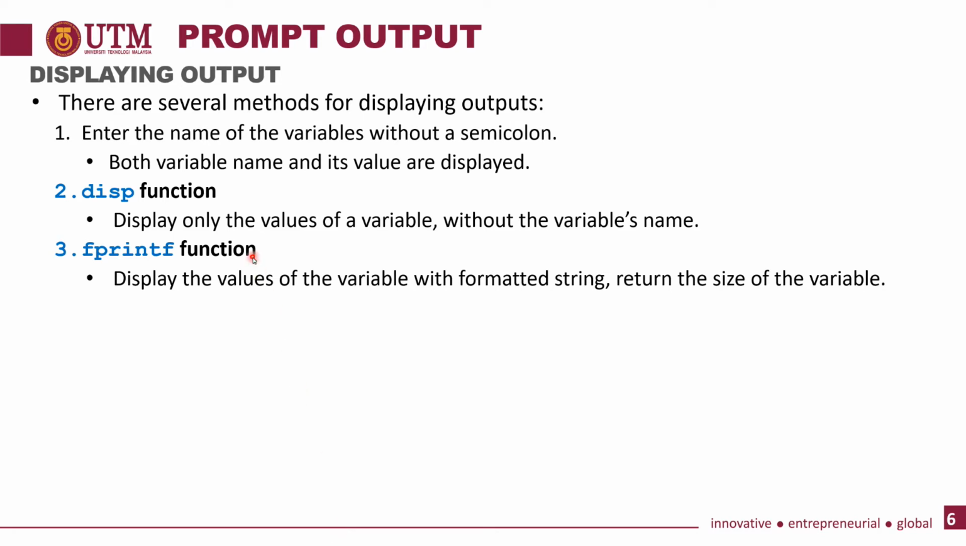The third method of displaying output is the fprintf function. The fprintf function will display the values of the variable with a formatted string and return the size of the variable.